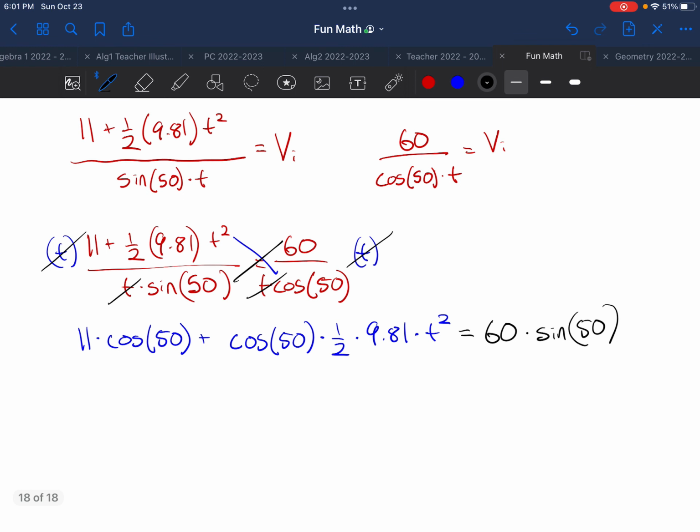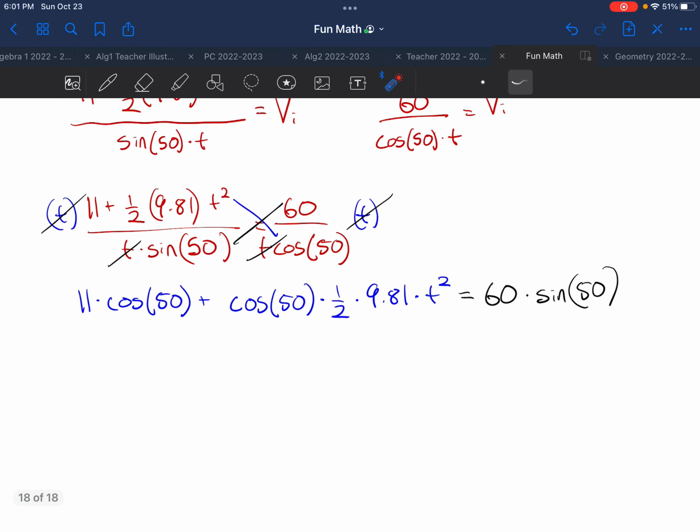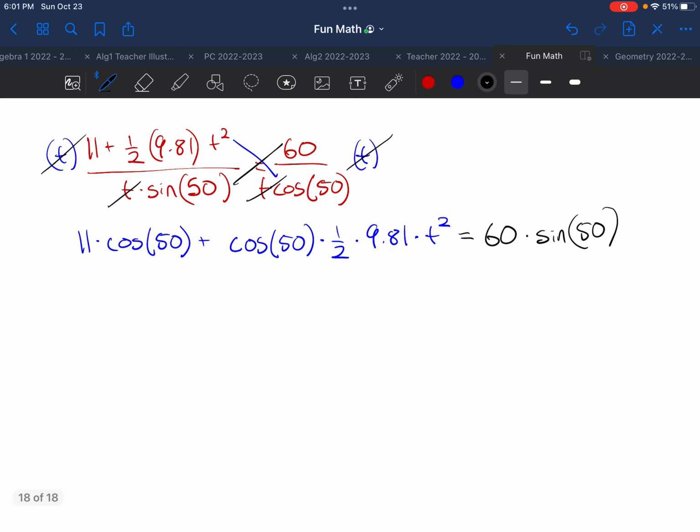Okay, this can be solved because it's essentially a quadratic. It's like an x squared, and there's not even another x, so it's kind of an easy quadratic. So let me reorganize this into an ax squared plus bx plus c equation, and make sure that's equal to 0, because if I do that, then I can use the quadratic formula.